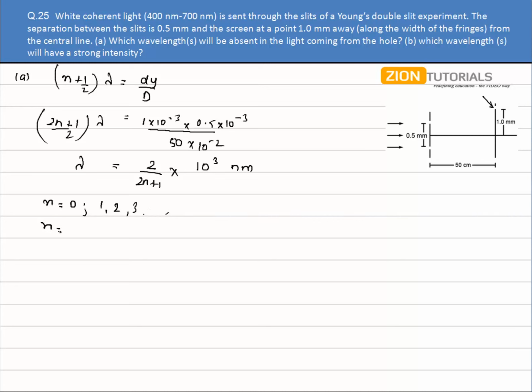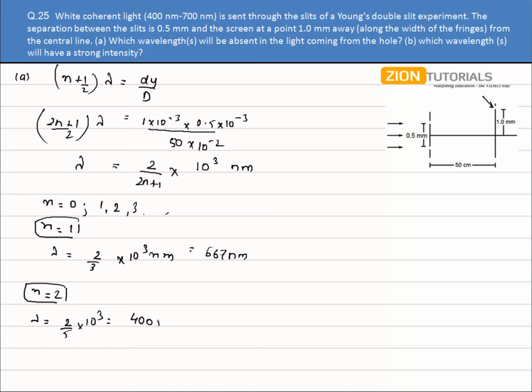So let's say n equal to 1 first of all. We get the value as 2 by 3 times 10 to the power 3 nanometers. And if I put n equal to 2, then lambda comes out to be 2 by 5 into 10 to the power 3. These two wavelengths come out to be 667 nanometer and 400 nanometer. So these are the two wavelengths that will be missing, because of these two wavelengths the intensity at this point is 0. So this is the answer.